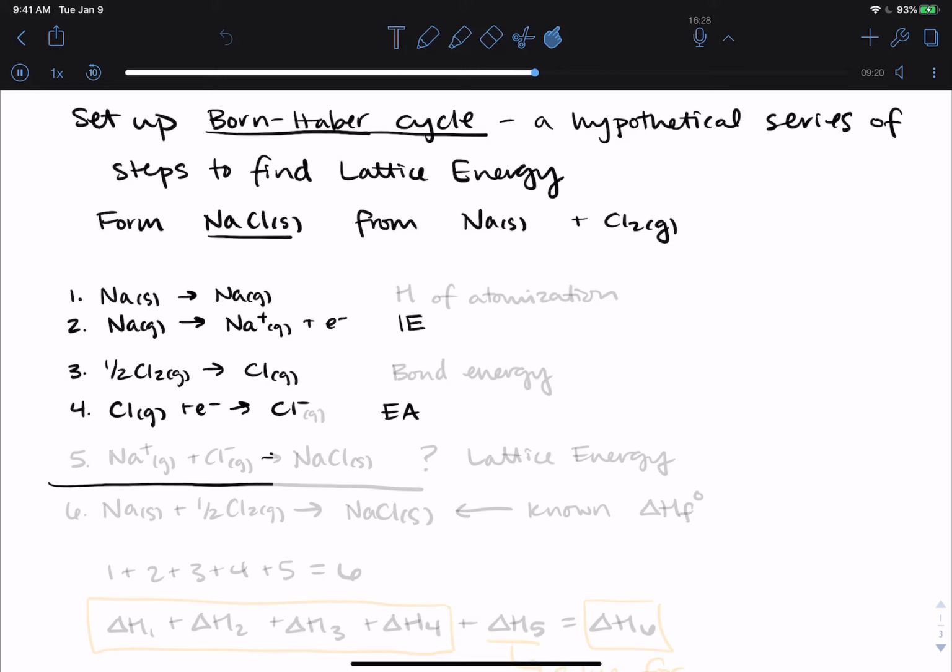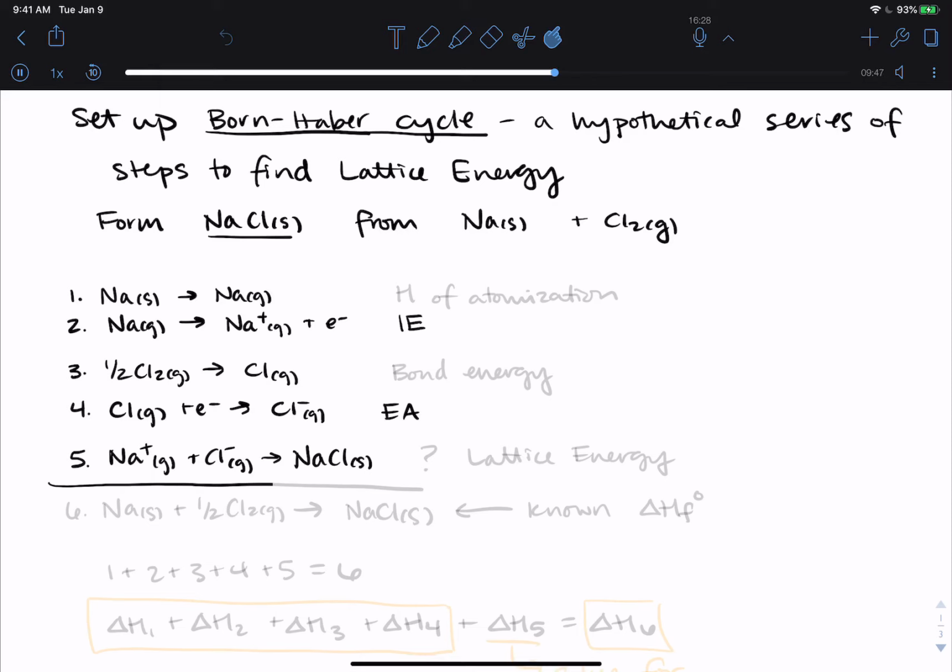All right, if I do these steps, what have I gotten? I've gotten to sodium plus, I've gotten to Cl minus, which is a gas. The only thing left is for my Na plus gas and Cl minus gas to come together to make the NaCl solid.